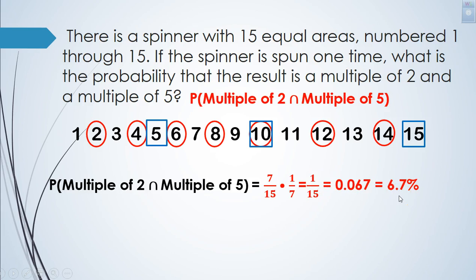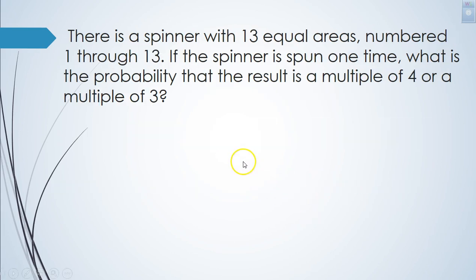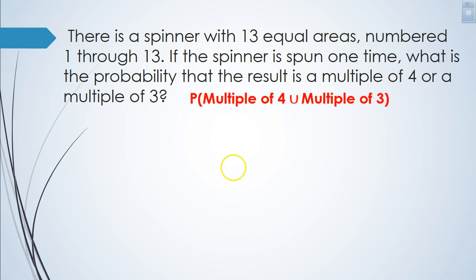All right, let's look at this next one. There's a spinner with 13 equal areas, numbered 1 through 13. If the spinner is spun one time, what is the probability that the result is a multiple of 4 or a multiple of 3? So once again, I'm going to write my probability. This is an or statement. So this is a multiple of 4 or a multiple of 3.